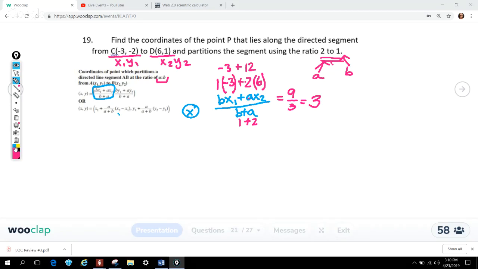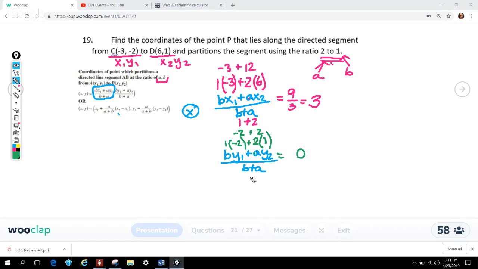Now we're going to go back to the y. For the y, it's the same formula, but instead of x1 and x2, we're using y1 and y2. We're still going to plug the information in. So I've got b is 1, but my y1 is negative 2, so I'm going to plug in negative 2 here. My a is 2, and my y2 is 1. So negative 2 times 1 is negative 2. 2 times 1 is 2. When I add that up, I'm left with 0.